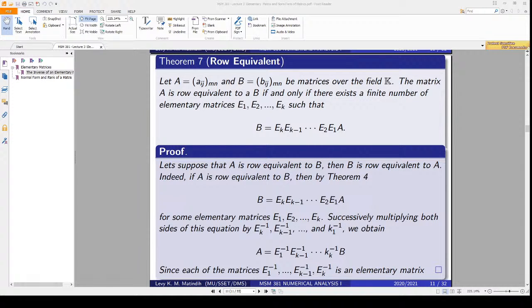now how can you obtain these elementary matrices? You can obtain these elementary matrices by applying a single row operation on an identity matrix which is of the same order as the matrices A and B, respectively. Then, what we're saying, then this matrix B, which is row equivalent to matrix A, is equal to the product of these elementary matrices by the matrix A.